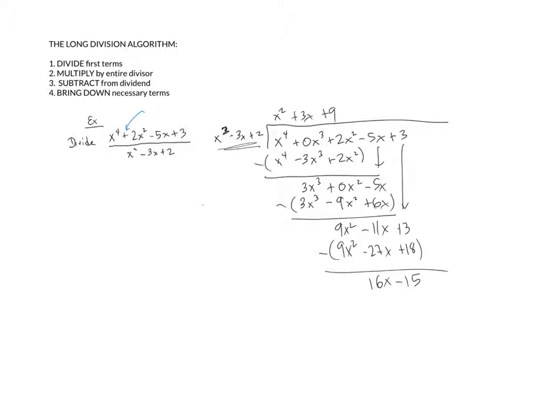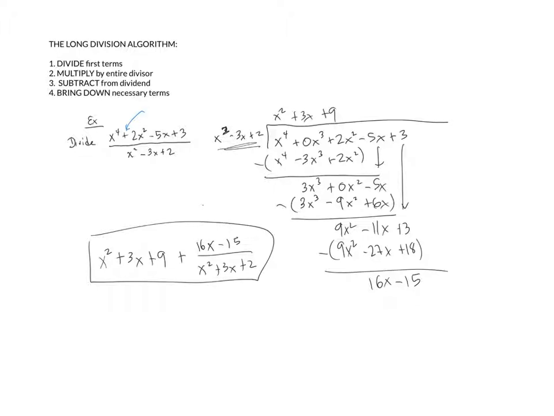I have nothing left to bring down. So I'm going to write my answer. X squared plus 3x plus 9, which was the quotient, plus the remainder over the divisor. And that is long division. So go practice a few on your own.